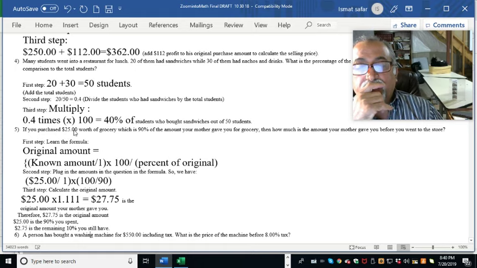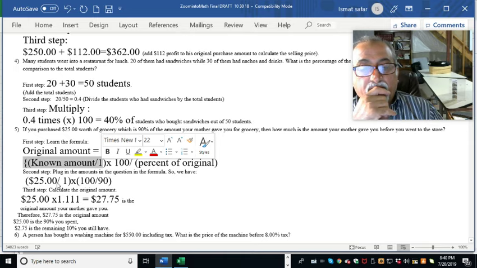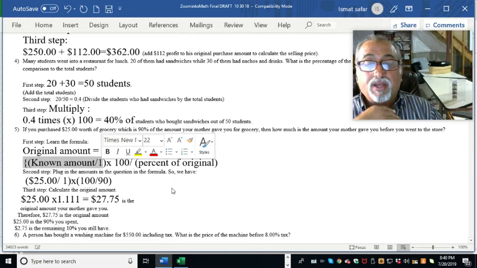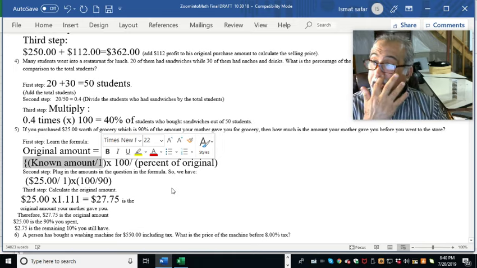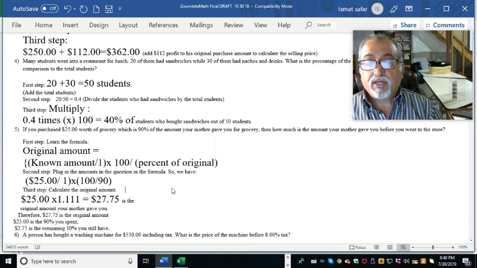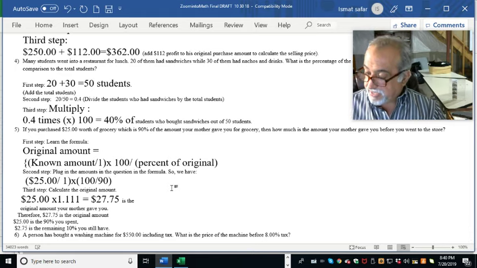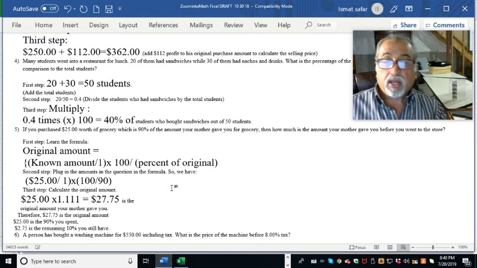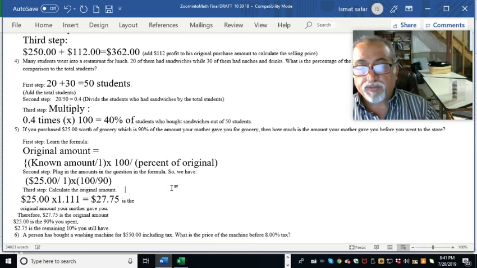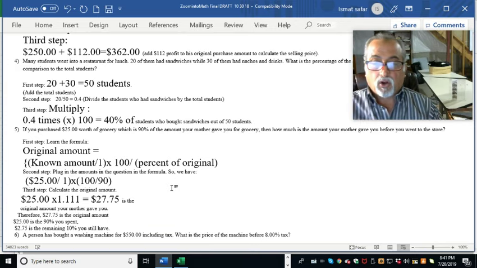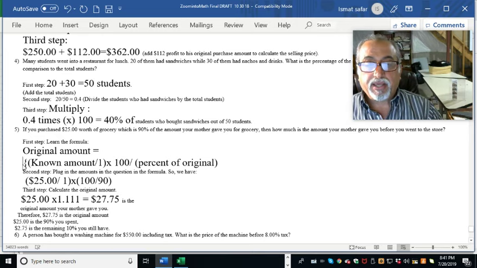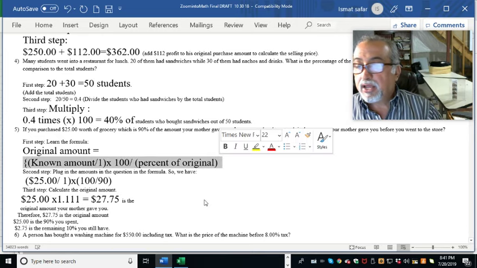You purchased $25 worth of grocery, so we put it here. This is the known amount, divided by 1. That is the formula, that's the recipe, if you will, for the answer. It's like your mom has chicken for dinner, and the recipe is this, and 5% of this, 20% of this, one chicken, onion, and so on. You put it all together. So that's the recipe here.